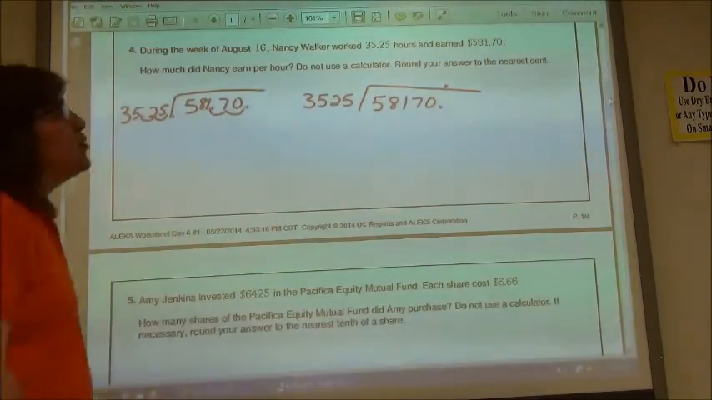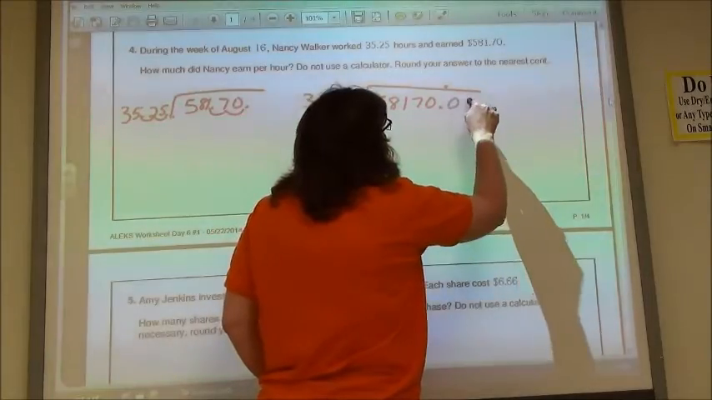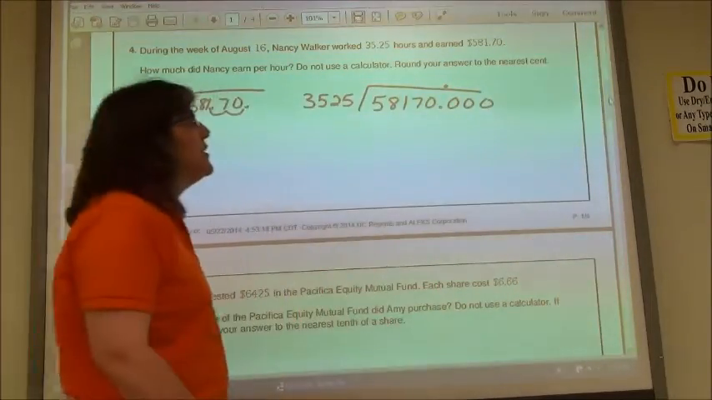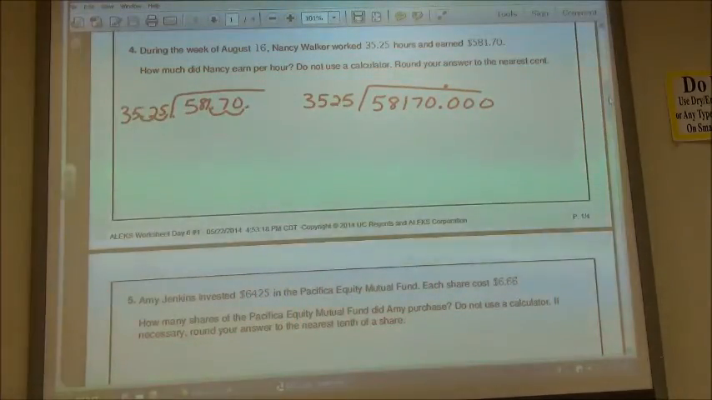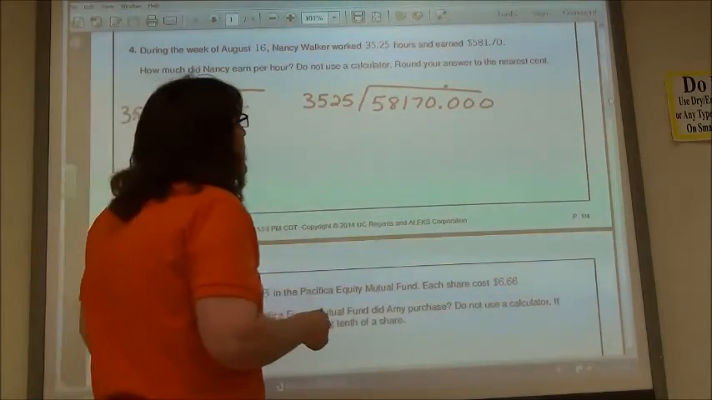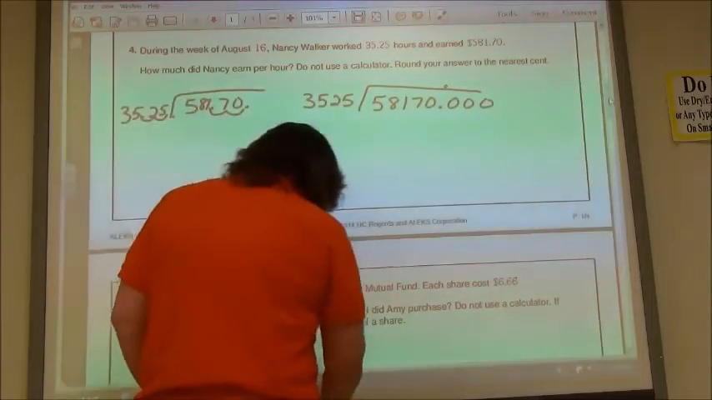Now I'm rounding my answer to the nearest cent. So tenths, hundredths, and I actually have to go to thousandths so I know where to round. Tenths, hundredths would be the nearest cent, and then one more place for my rounding. So I'm going to start out here doing my division.